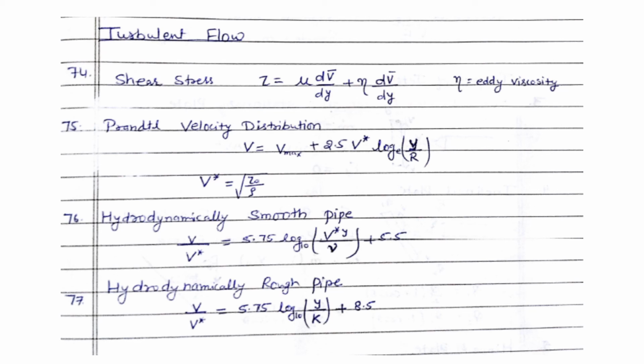So we have two types of boundaries, smooth boundary and rough boundary. For a hydrodynamically smooth pipe, the velocity distribution is V/V* = 5.75 log10(V* y/ν) + 5.5, where ν is kinematic viscosity. If the pipe is rough, then this distribution will be V/V* = 5.75 log10(y/k) + 8.5.